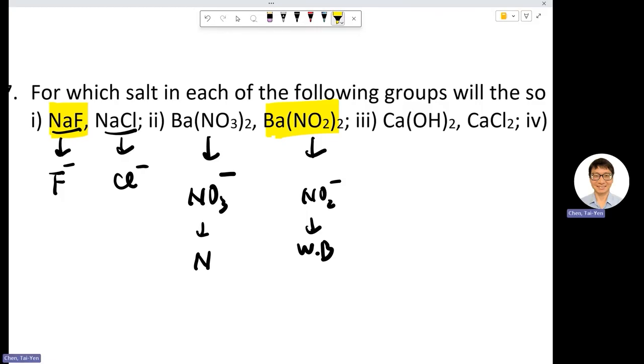Everybody follow, or am I going too fast? Everybody's fine? So the key is you want to see the anionic species. If it is a weak base or strong base, then its solubility will depend on the pH, right? Because pH is the one that is going to introduce the extra H plus. Okay. If it's neutral, then there's no effect.